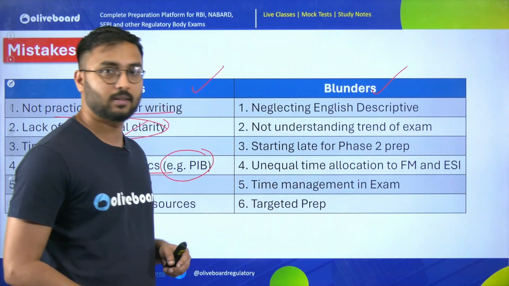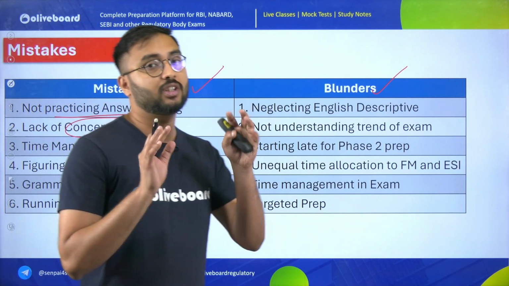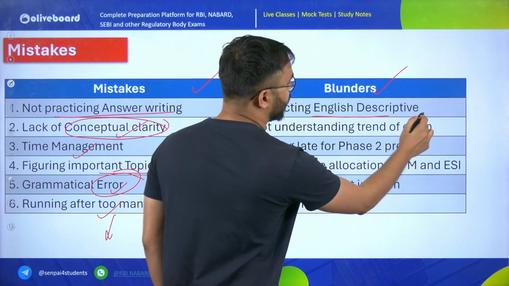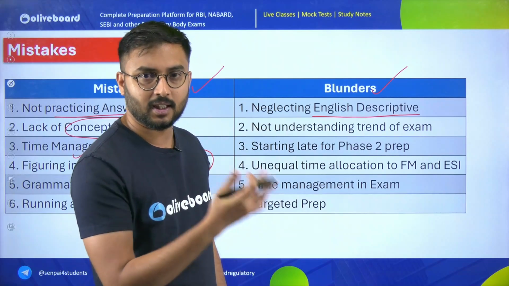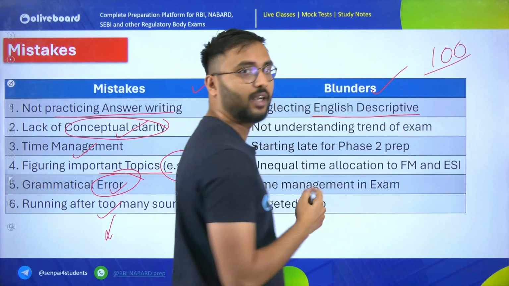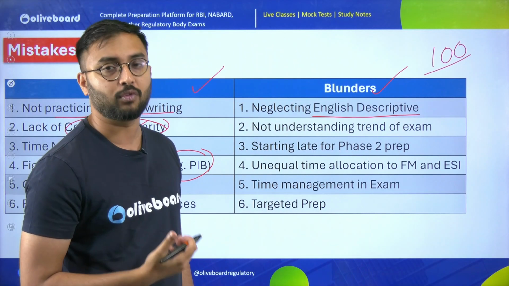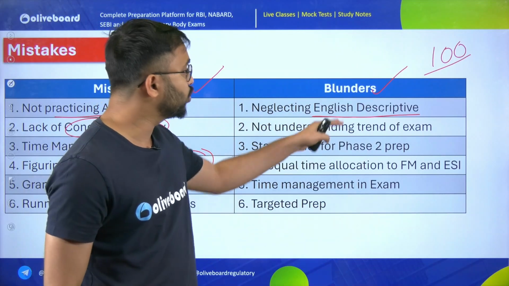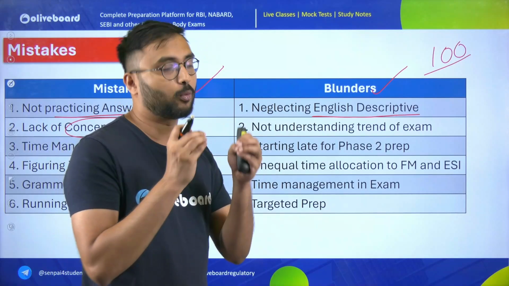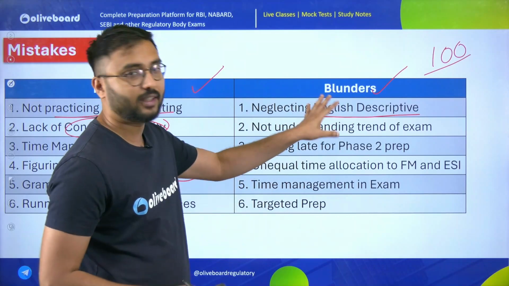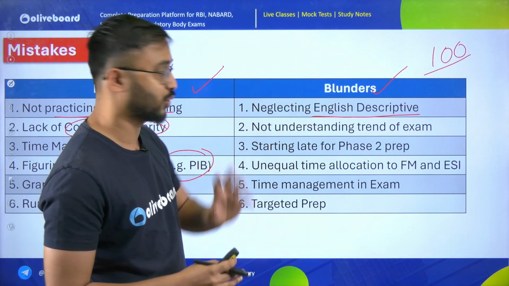Now what are the blunders? Blunders are those things जितना आपको जल्दी इसके बारे में पता हो उतना अच्छा. First is neglecting English descriptive. English descriptive जो कि essay है, precis है, reading comprehension है, directly 100 marks out of 300 और 375 of total. 100 marks are really huge marks. Many of the students English descriptive के ऊपर ध्यान नहीं देते, which is one of the biggest flaws and underrated sections in phase 2.